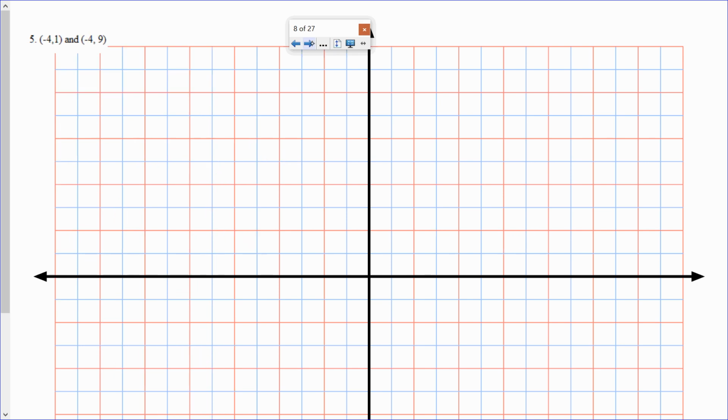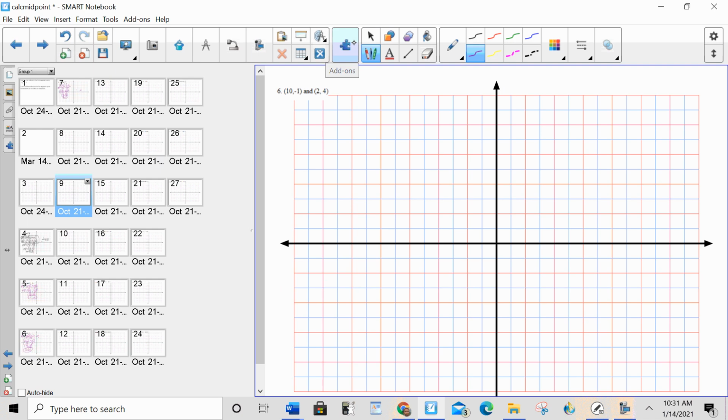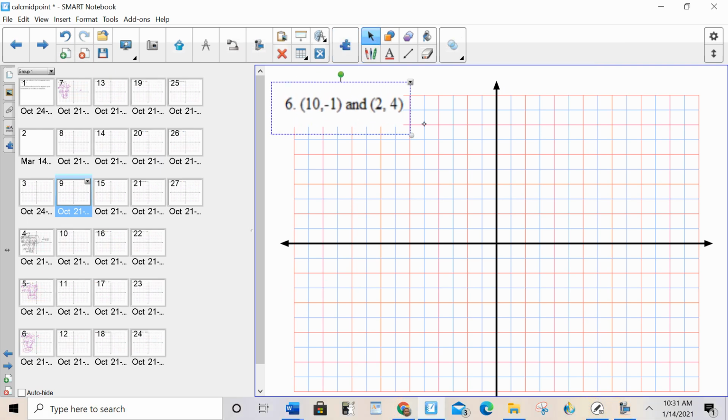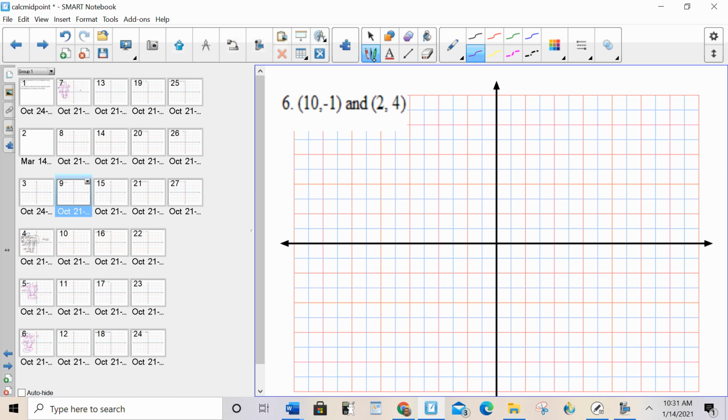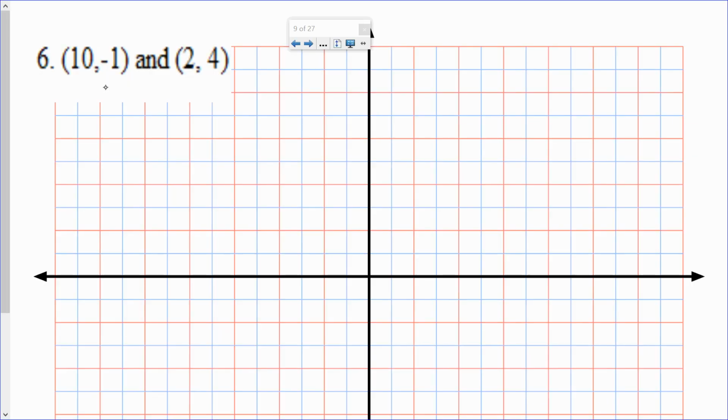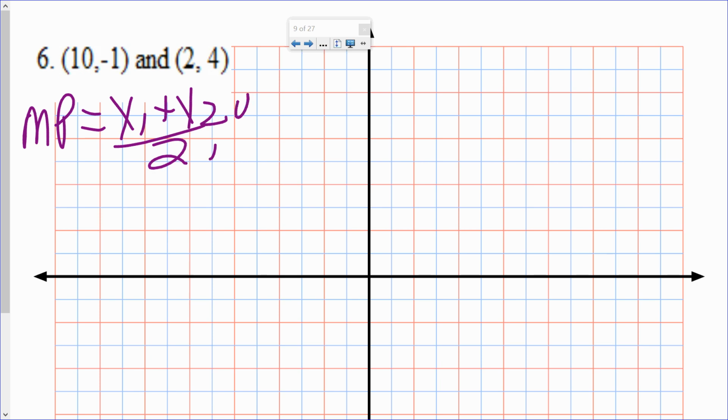Is there one more I want to go over with you? Why don't you try number 6 on your own? The only little twist here is that you may end up with a decimal. If you do get a decimal, the only decimal it could possibly be would be a 0.5. That will happen here. So why don't you take a moment, try number 6 on your own. So pause it, try number 6 on your own, unpause. Okay, now you try number 6 on your own. Your midpoint is x1 plus x2 over 2, comma y1 plus y2 over 2.